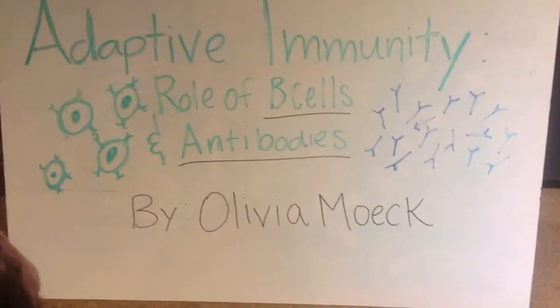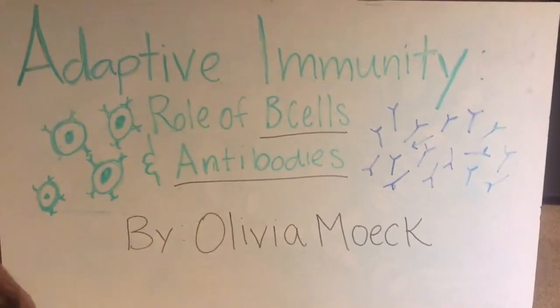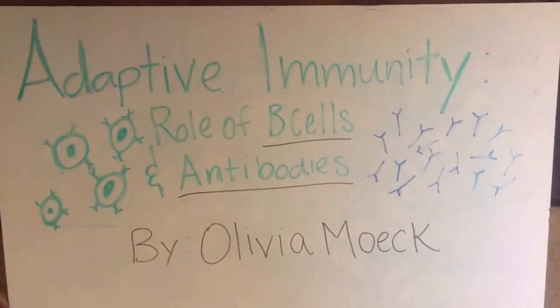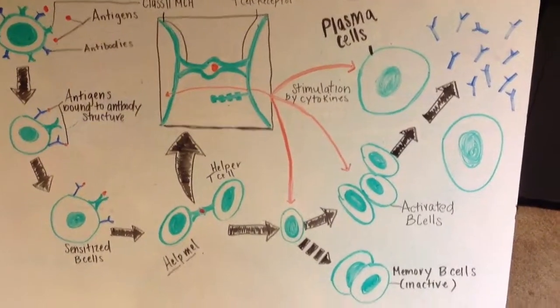My name is Olivia Moeck, and today we're going to be talking about adaptive immunity, but more specifically, the role of B cells and antibodies. Let's get started. A B cell is sensitized by exposure to antigens.